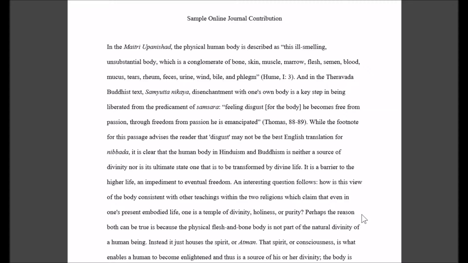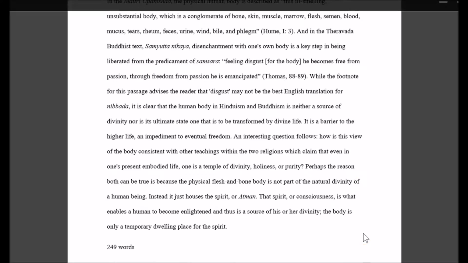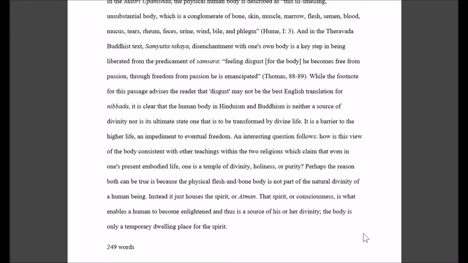So that's a far more specific problem that she is raising than the one that I started out with. Also excellent. Perhaps the reason both can be true is because the physical flesh and bone body is not part of the natural divinity of a human being. Okay, so she offers an answer to her own question, which is great, but you're not going to have space now to flesh this out because she's already at the limit of the words. So, she offers it in a hesitant way, perhaps, right?